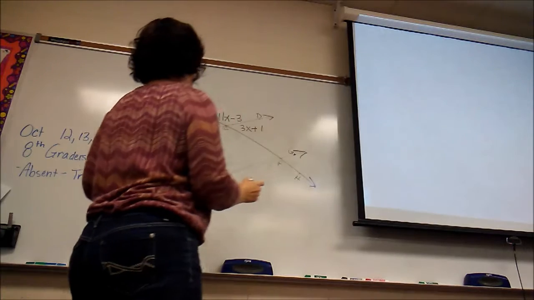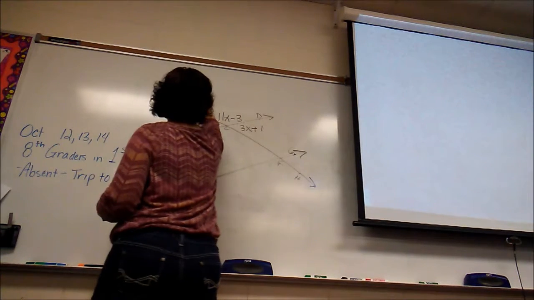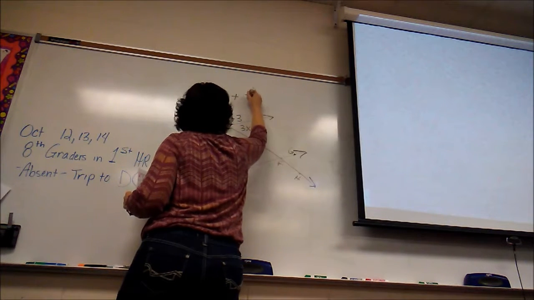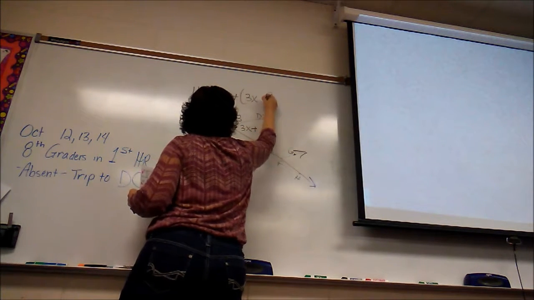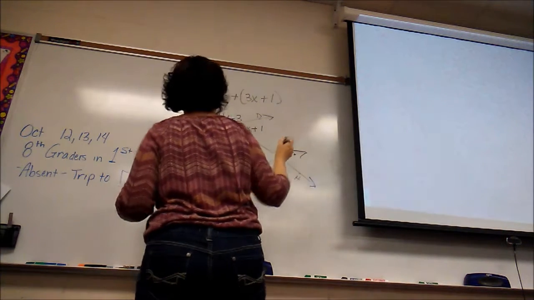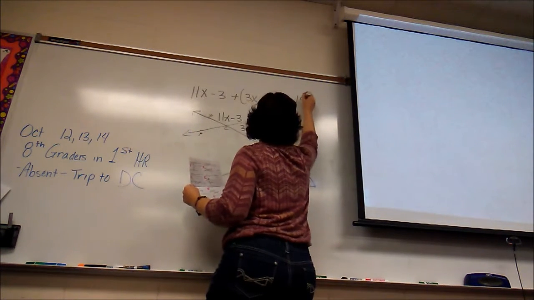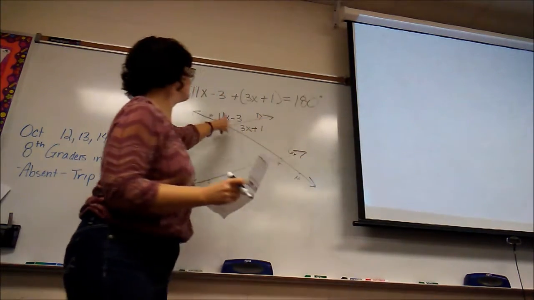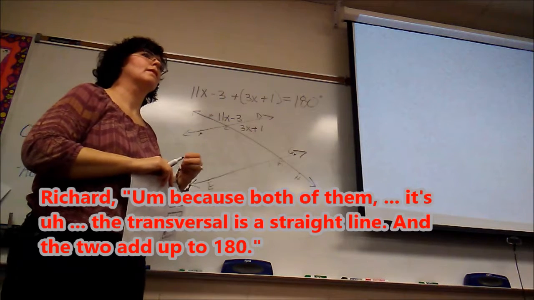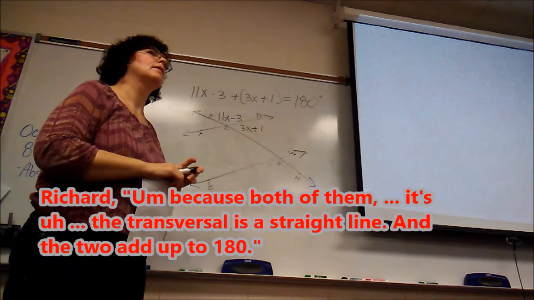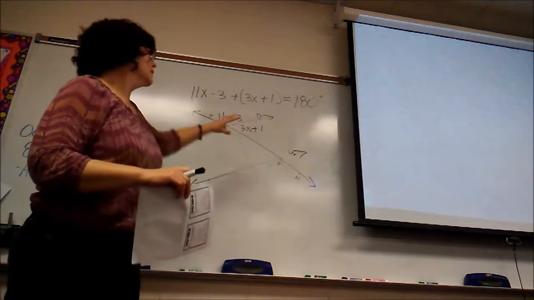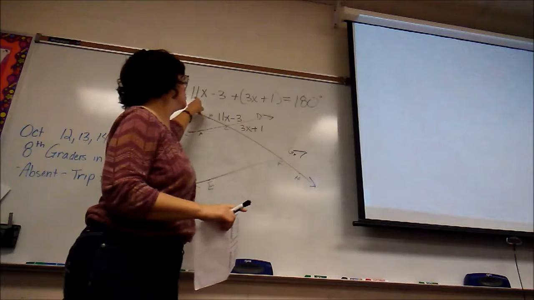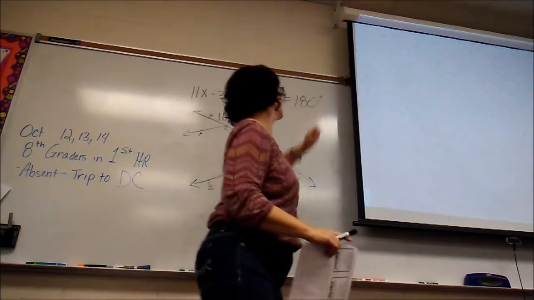11x minus 3 plus 3x plus 1 equals 180. Okay, I'm going to write it like this, so you know the measure of the whole thing equals 180. Richard, how did you know that? Because the transversal is a straight line. So those two added, because they're linear pairs, supplementary, we know supplementary angles equal 180 degrees.